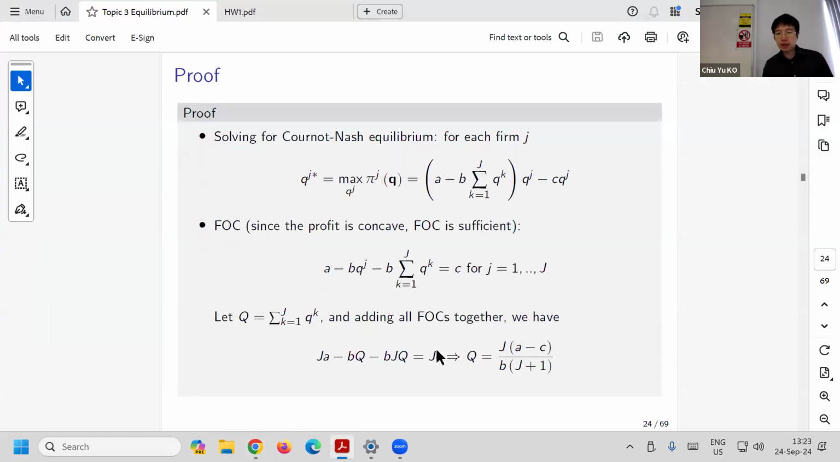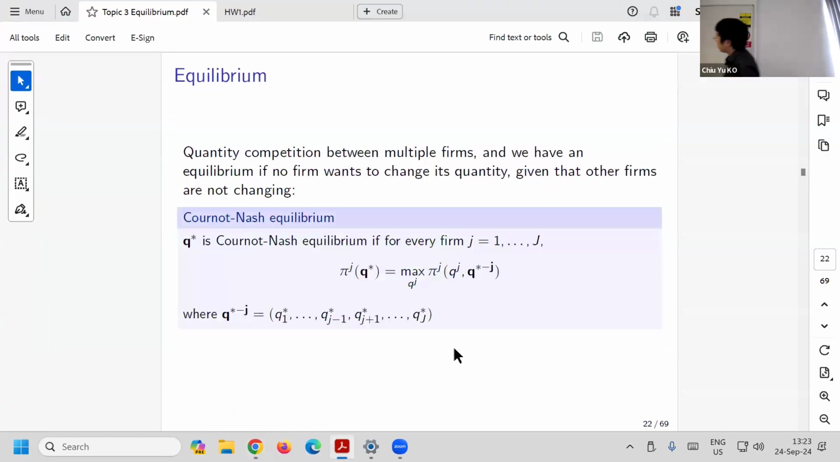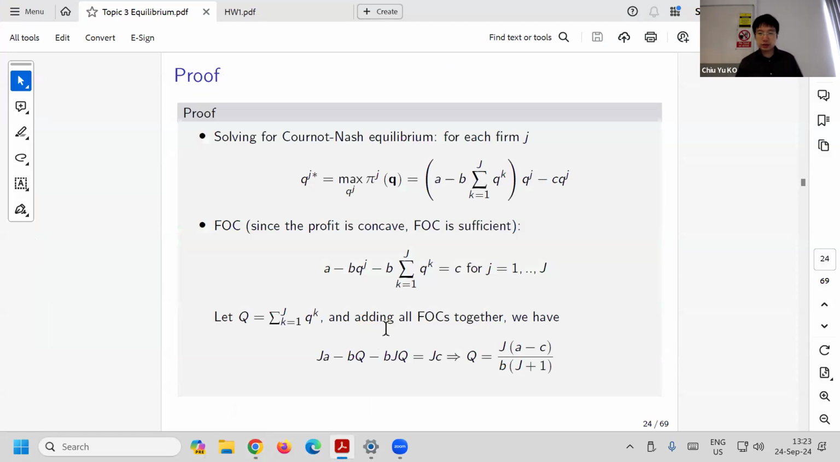Let's get back to here. Let's actually derive the equilibrium. We will be asking you in your assignment to derive the equilibrium anyway. So let's do that. How do we solve the equilibrium? The equilibrium will be such that everyone is doing the best given what other people are doing. And it's concave, so actually you can take the FOC.